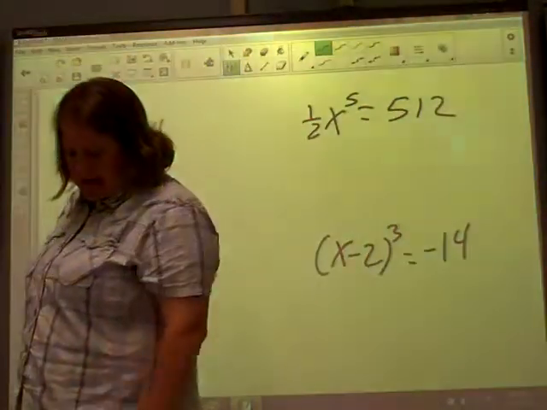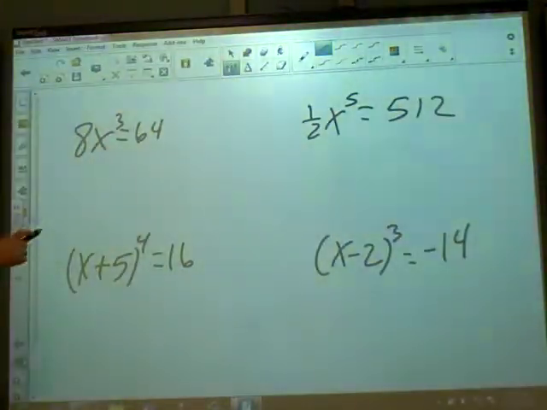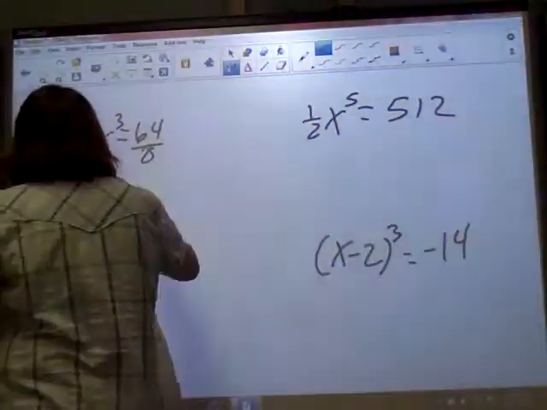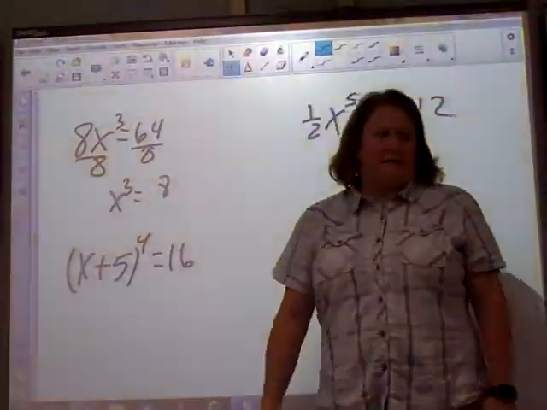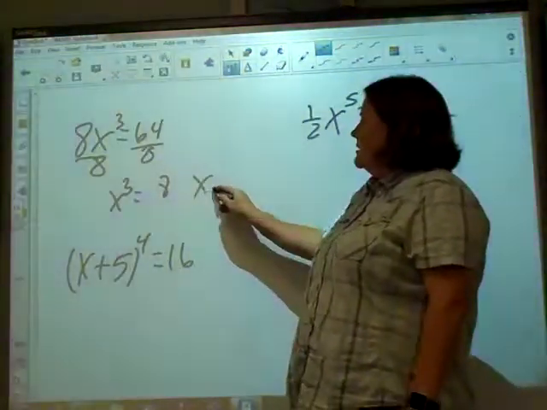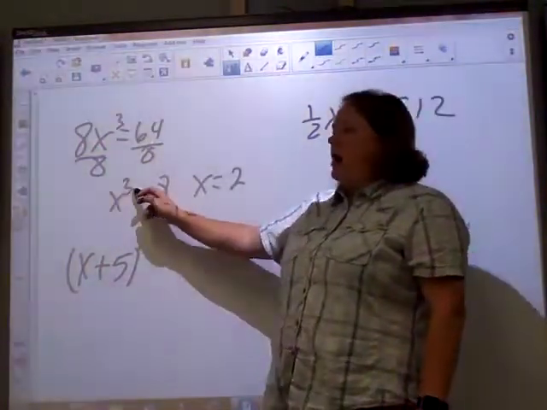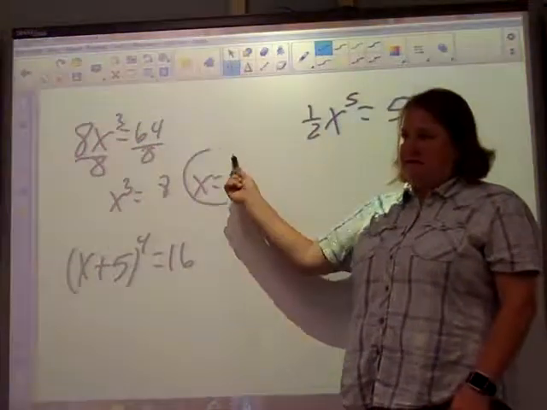First two are the easiest. X is being multiplied by 8, so you're going to start by dividing that by 8. So it gets us x cubed is equal to 8. 64 divided by 8 is 8. Now you've got x to the third. To undo a third, you cube root. Cube root of 8 is just 2, and it's odd, so you don't have to do plus or minus. It just is what it is.